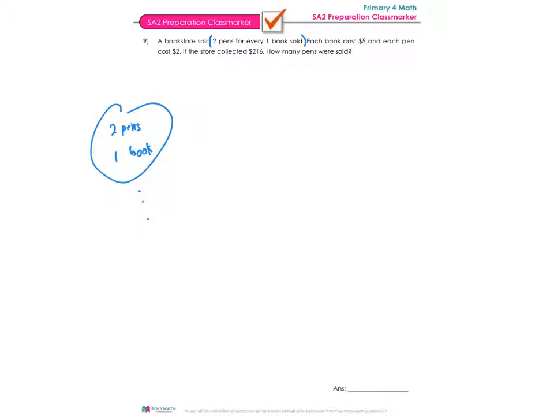So in total, for every 2 pens you have 1 book. Each book costs $5 and each pen costs $2. So I'll just take $2, which is the price of a pen, multiply by 2. That is how much you will spend on the pen per group. And then 1 book is $5. So you take $4, which is the total you spend on a pen in 1 group, plus that $5 of a book. So that means 1 group is $9.